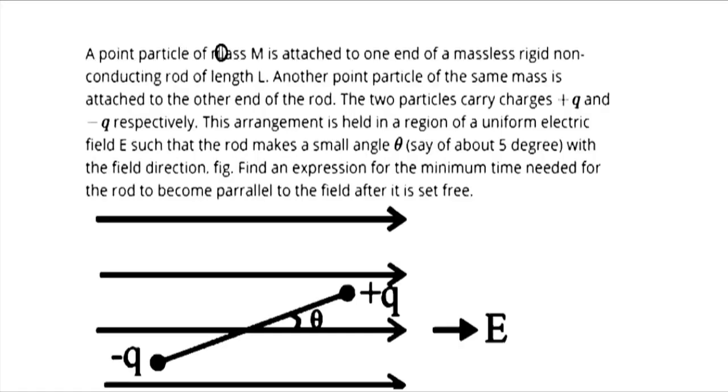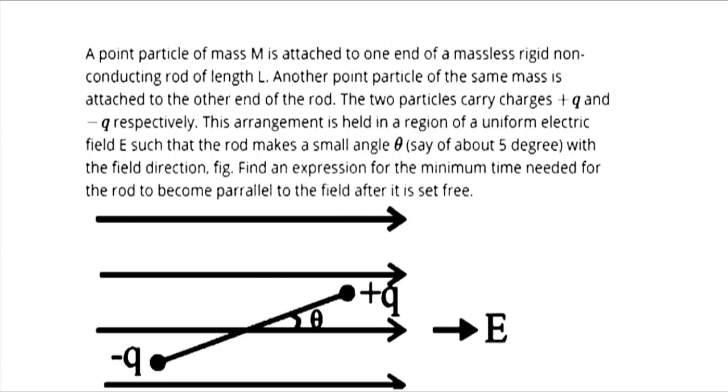The question is: a point particle of mass m is attached to one end of a massless rigid non-conducting rod of length L. Another point particle of the same mass is attached to the other end of the rod. The two particles carry charges plus q and minus q respectively. This arrangement is held in a region of uniform electric field E such that the rod makes an angle theta, say about 5 degrees, with the field direction. Find an expression for the minimum time needed for the rod to become parallel to the field after it is set free.